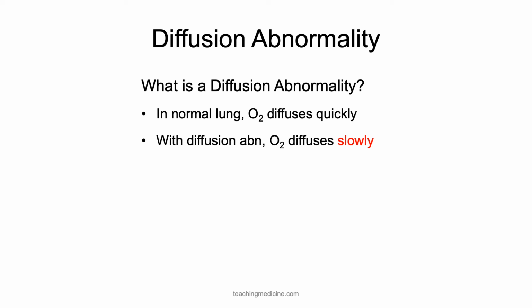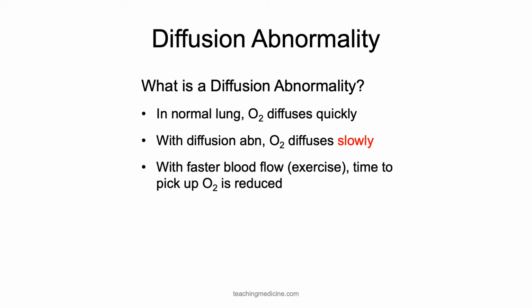In the normal lung, oxygen molecules can quickly pass or diffuse across the membranes from the alveolus to the blood. But with a diffusion abnormality, this process no longer occurs quickly, and it occurs, therefore, slowly.